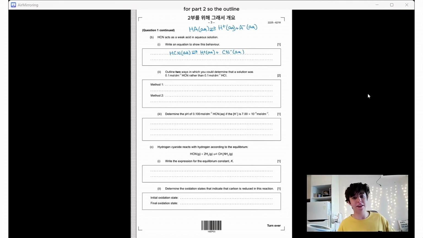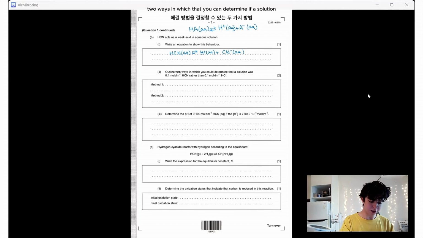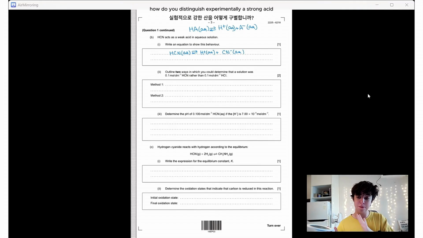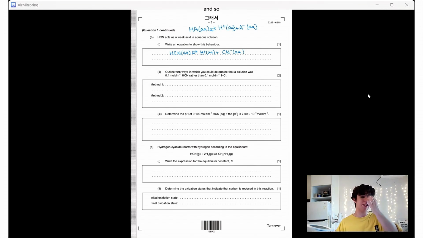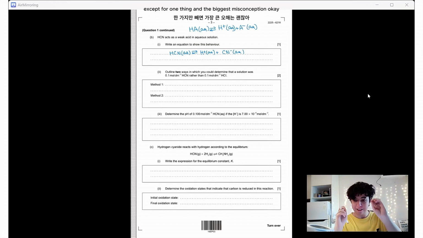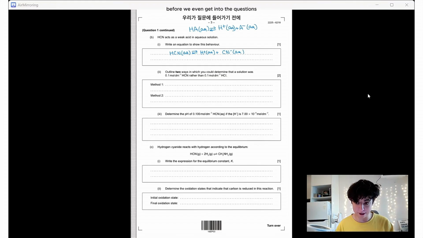For part 2, it says to outline 2 ways in which you can determine if a solution, a 0.1 concentration of HCN, was that or HCl. It's the same concentration for both of them. This is a classic question they ask all the time. It is essentially how do you distinguish experimentally a strong acid versus a weak acid of the same concentration? Every year there are a couple of options for this. Mostly things are all good as long as they're right, except for one thing, the biggest misconception, and we're going to clear up this misconception before we even get into the question.